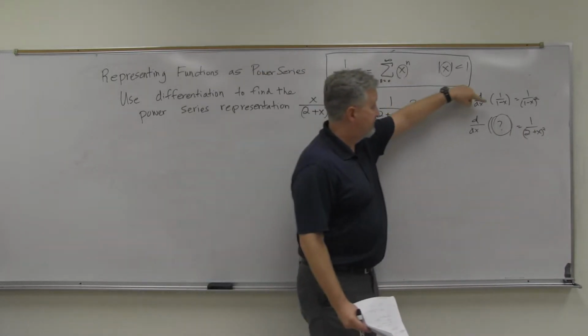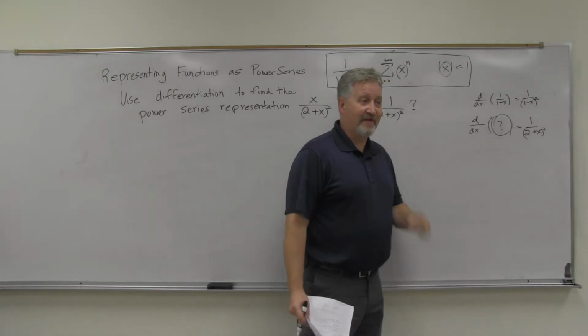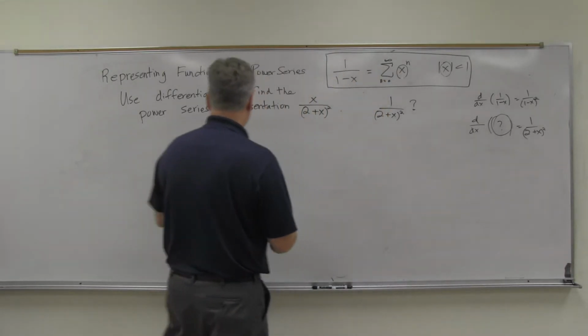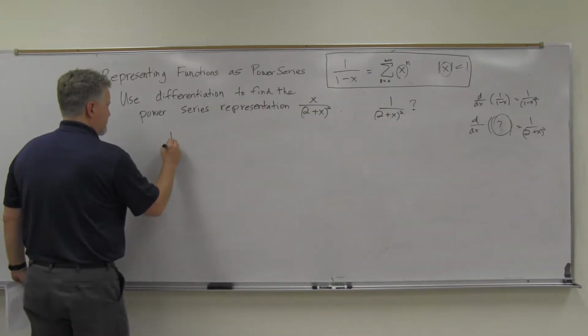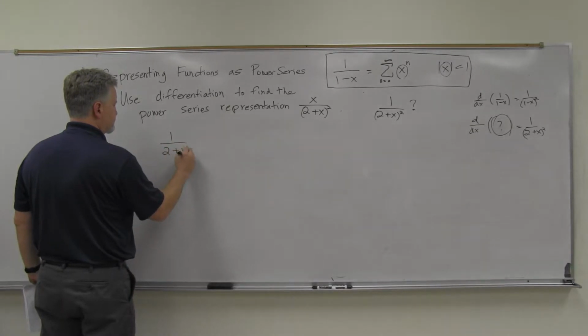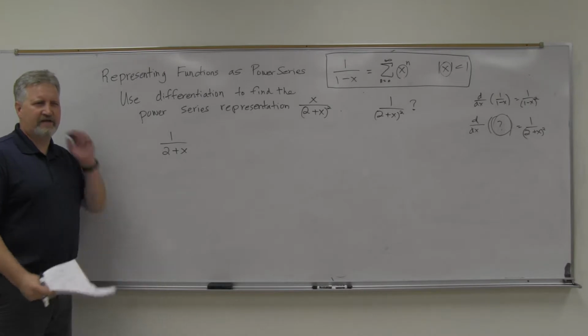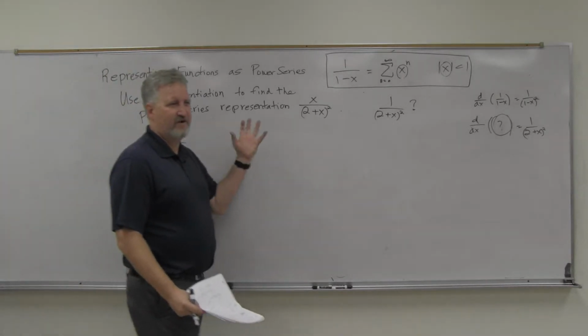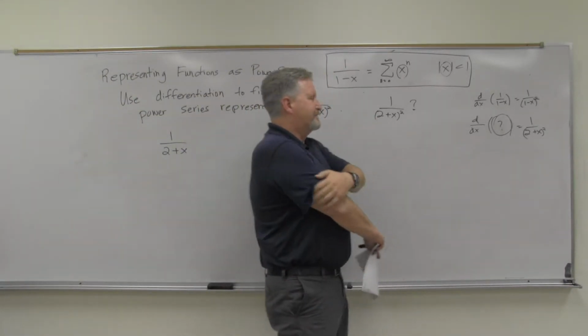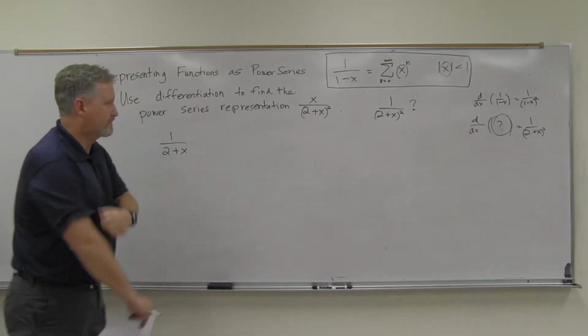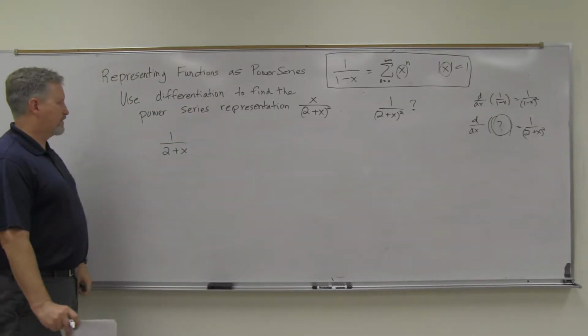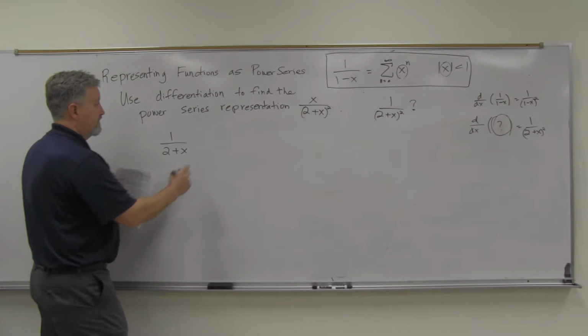Well, it's probably 1 over 2 plus x. So let's start with 1 over 2 plus x. That's what kind of gets tricky. You have to figure out, well, what do I need to start with here? In this case, start with 1 over 2 plus x.